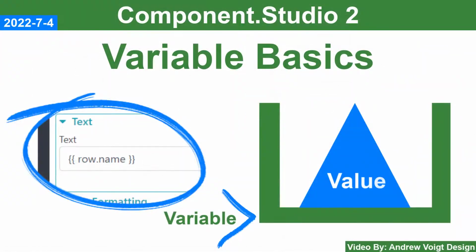That's a brief overview of the variables in Component.Studio and where to find each of them. There's also a special type of variable called an object. This is more complicated and will be covered later. But now that you have the basics of variables, go ahead and go make the most of them.